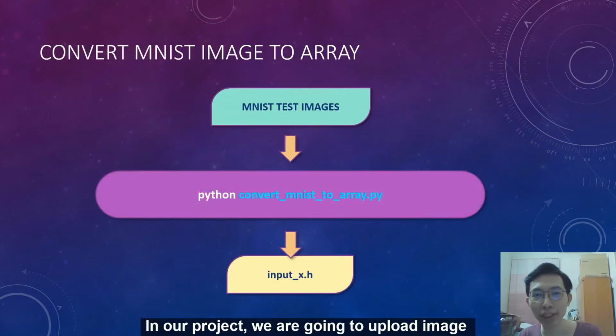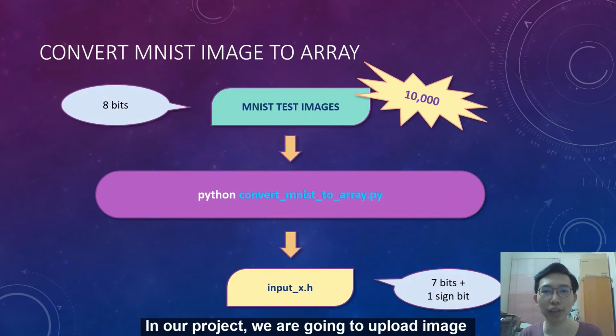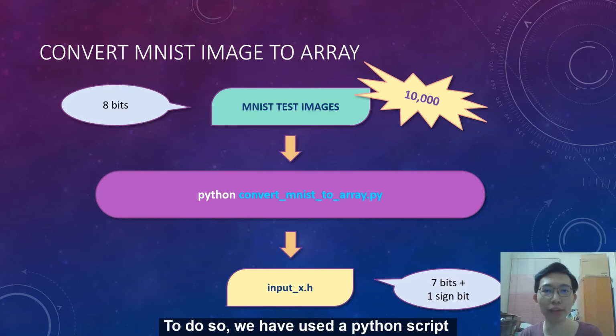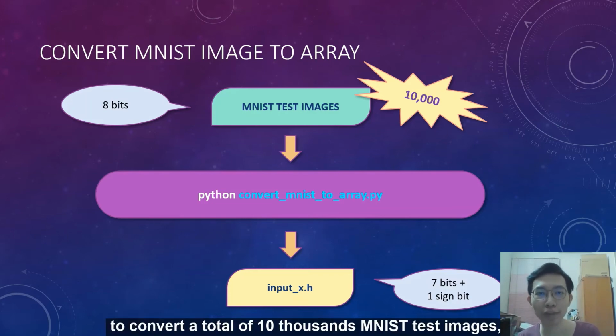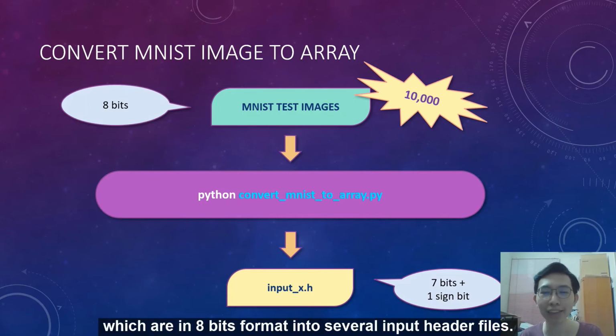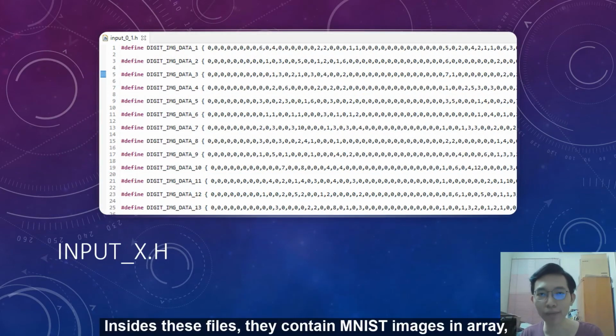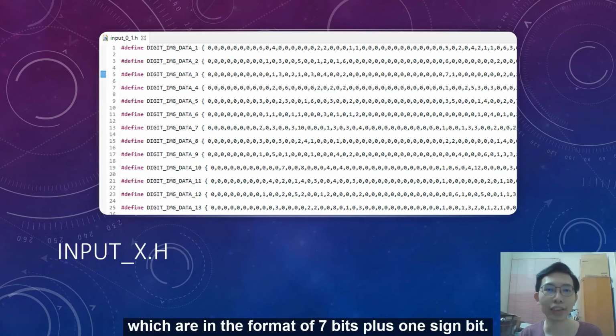In our project, we are going to upload images onto the Nucleo board in array format. To do so, we have used a Python script to convert a total of 10,000 MNIST test images, which are in 8-bit format, into several input header files. Inside this file, they contain MNIST images in arrays, which are in the format of 7 bits plus 1 signed bit.